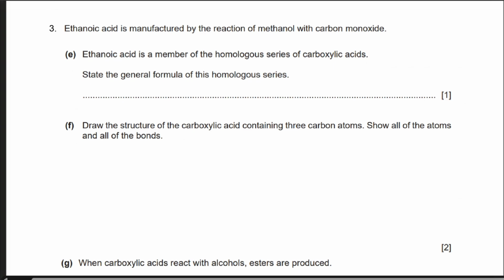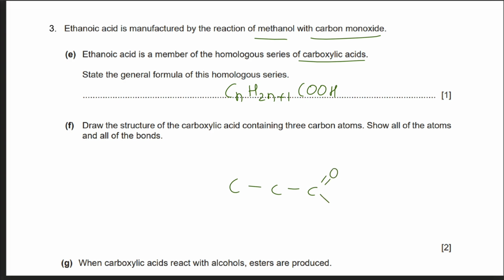Ethanoic acid is manufactured by the reaction of methanol with carboxylic acid. Ethanoic acid is a member of the homologous series of carboxylic acids. State the general formula of this homologous series. The general formula of carboxylic acid is CnH2n+1COOH. Draw the structure of carboxylic acid containing 3 carbon atoms. This we have done already. Okay, next.